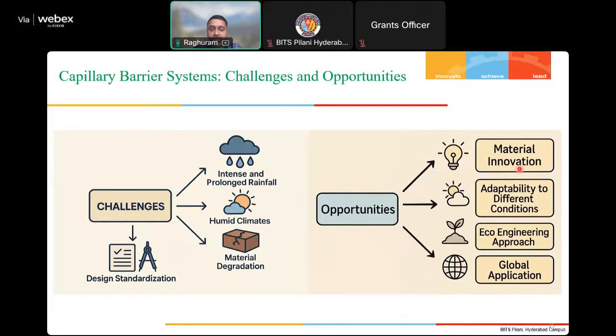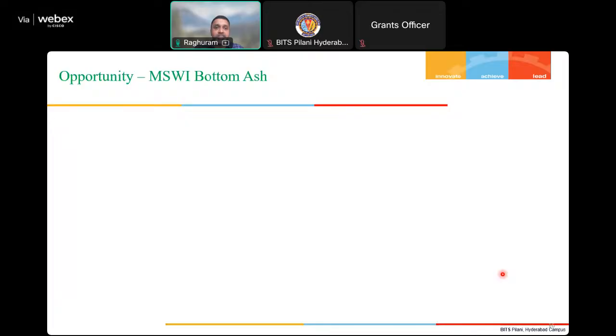Yes, we have material innovation. Conventional CBS uses clay, silt, or fine sand as the fine grain material, and coarse sand or maybe gravel as the coarse material. Instead of going for conventional soils, we can always think of existing alternative materials. We'll be discussing what those existing alternative materials are, and there's an eco-engineering approach, which we can apply to any of the global conditions.